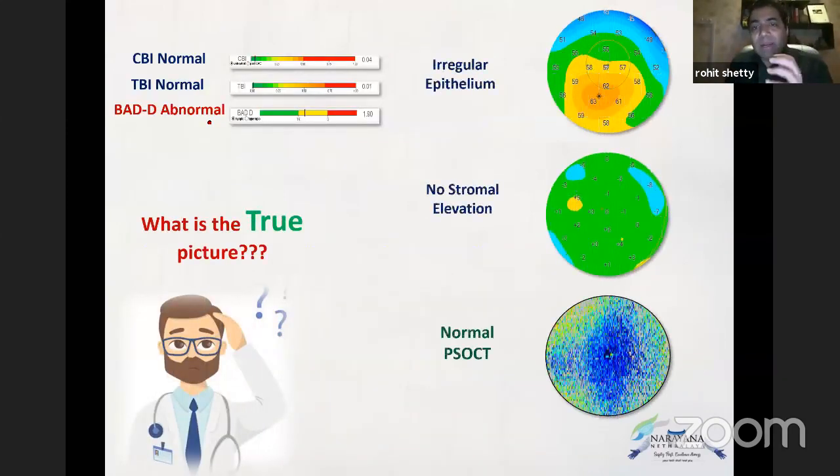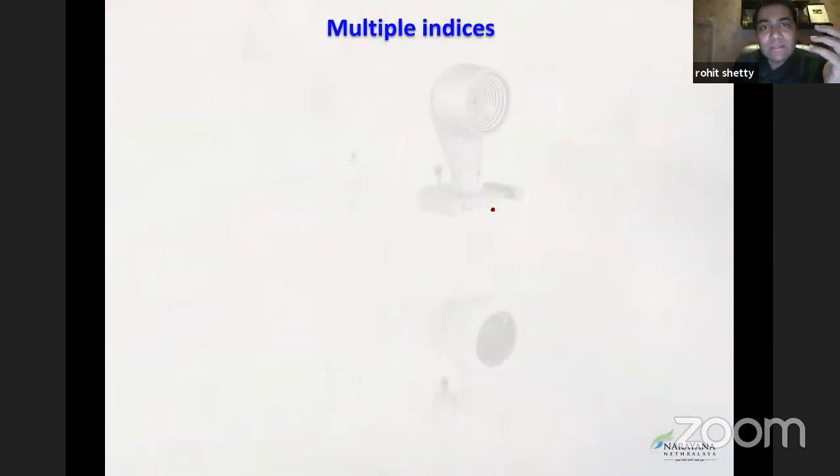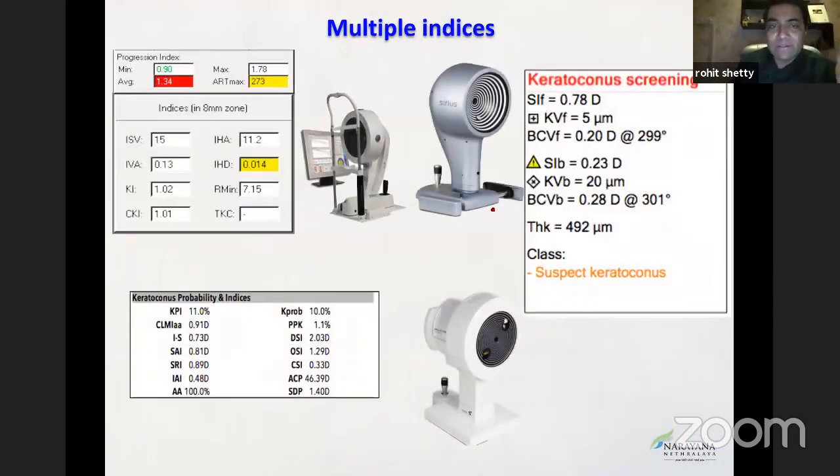So what I'm trying to say is that your elevation is a very important factor in understanding biomechanics. I know at this point of time, we have not linked this to the biomechanical parameters, and eventually, I feel there will be a very good synchronized harmony between biomechanics and the stromal elevation compared to a complete anterior curvature map. Case three is when you have multiple indices.